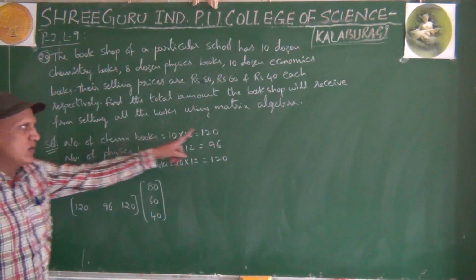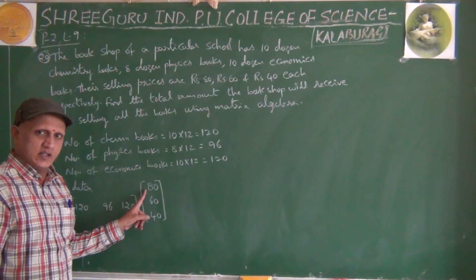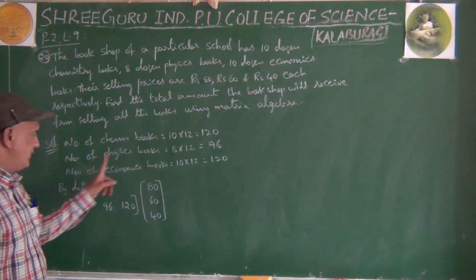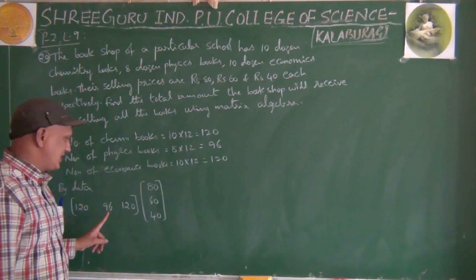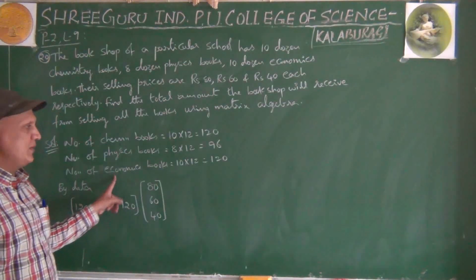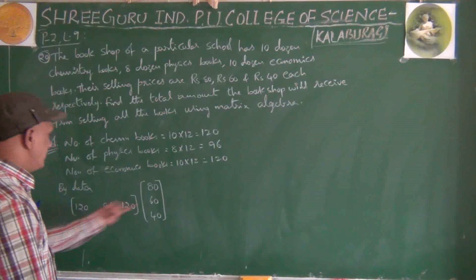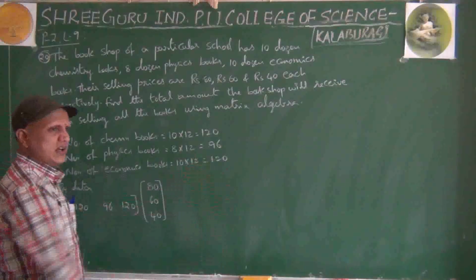Chemistry books, 120 books are there. Each book costs 80 rupees. Physics books, 96 books are there. Each book costs 60 rupees. Economics books, 120 are there. Each book costs 40 rupees. Multiply these two, we get the answer.